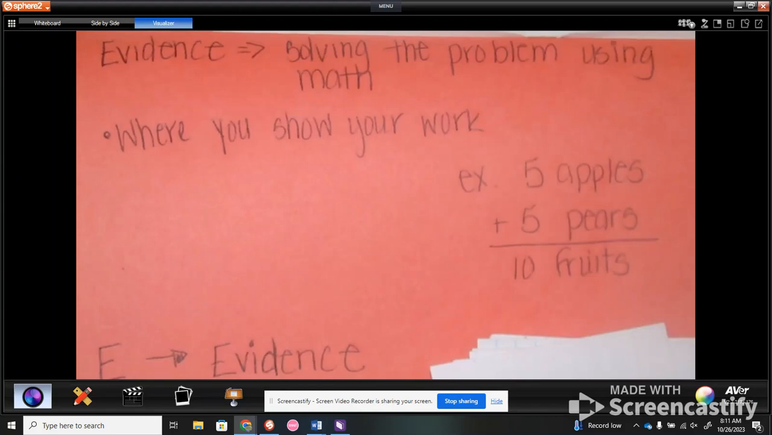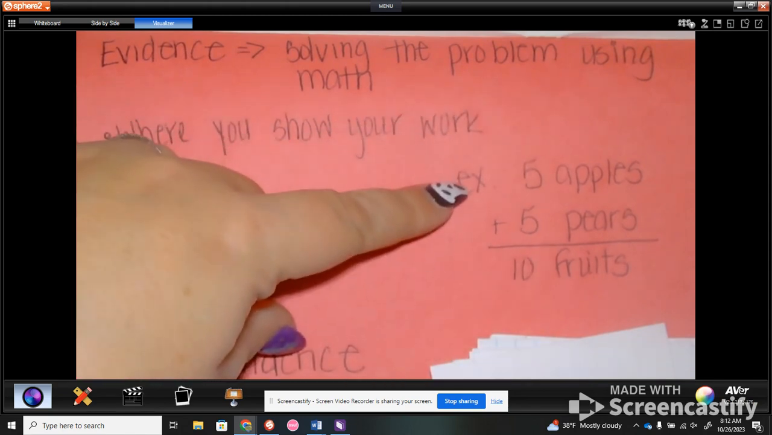Okay, so again, we're talking about CER when solving story problems. Yesterday was claim, where we wrote the answer sentence. Today, we just took notes on evidence. Evidence being solving the problem using math. It's where you show your work.